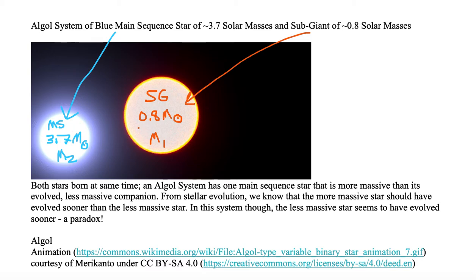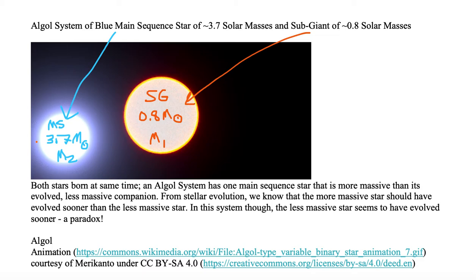Now, these two stars in a close binary were thought to have been born at the same time. And this Algol system has one main sequence star that is more massive than the evolved less massive star, or the subgiant. From stellar evolution, we know that the more massive star should have evolved sooner than the less massive star. However, in this case, we have the less massive star that has evolved sooner than the more massive star. This is a paradox. How can this be?